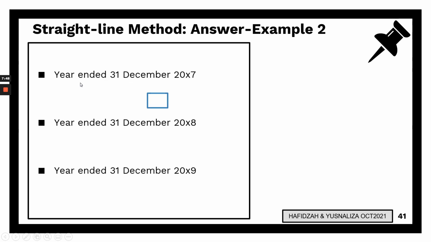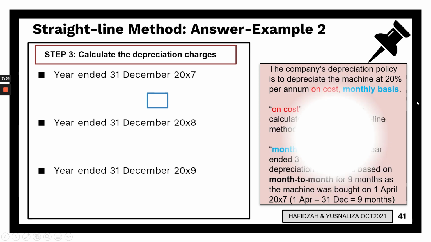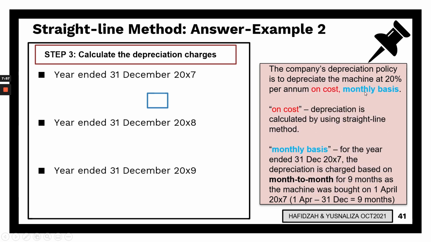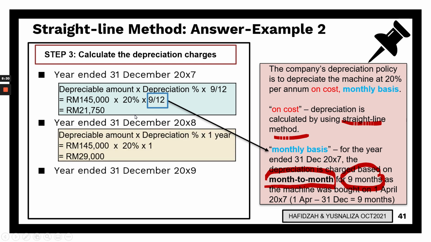But now we go to the year end, to the calculation for the depreciation for 3 years. We extract the information here. So on cost, monthly basis, cost means straight line method. But monthly basis means that depreciation will be charged month to month. And because you bought for 9 months, the depreciation will only be charged for 9 months in the first year of acquisition. So in the first year, 9 months here, 20% is the rate, 145,000 is the depreciable amount. So 9 months refers to the monthly basis or the proportion of the year. That was 9 over 12.